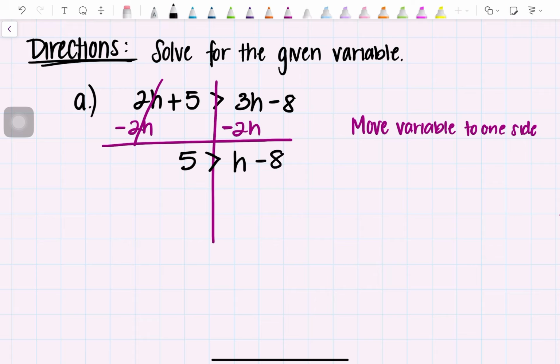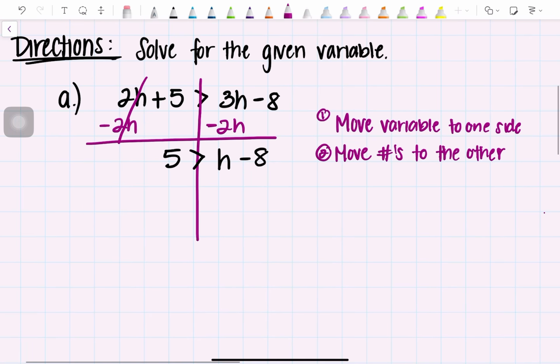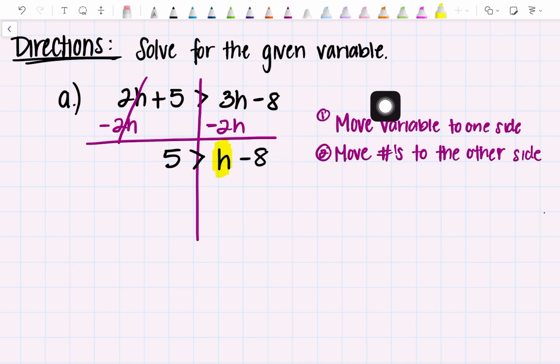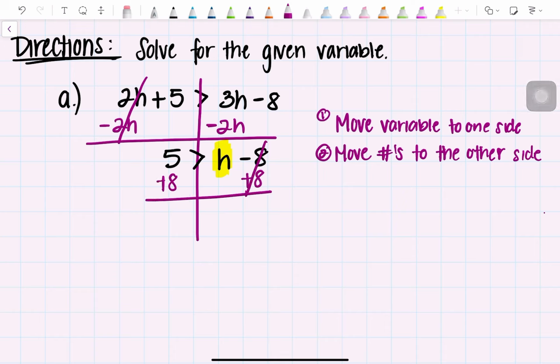Next, I want to move numbers to the other side. Notice I moved the variables to the right-hand side, which means this h is going to stay there. So I need to move the 8 to the opposite side. Right now it's subtracting 8, so in order to move it, I am going to add 8 and add 8. It cancels here, and that gives me 13 is greater than h. That is my solution because h is already left alone.